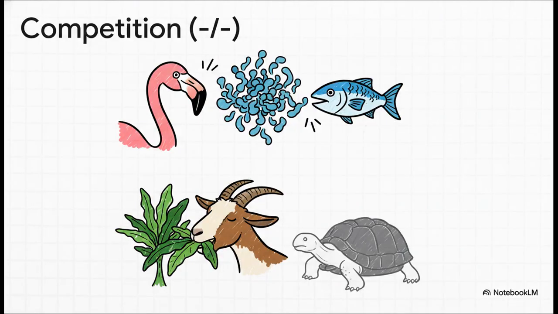And we see this in action all over the place. In some lakes in South America, flamingos and local fish are in a constant battle over the same little creatures called zooplankton. And much more tragically, in the Galapagos, the Abingdon tortoise was actually driven to extinction because goats that were introduced to the island were just way better at eating all the plants.